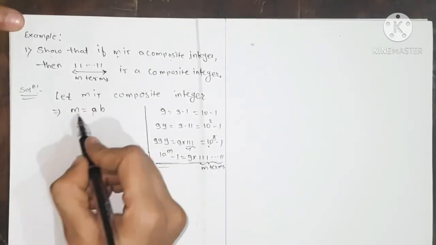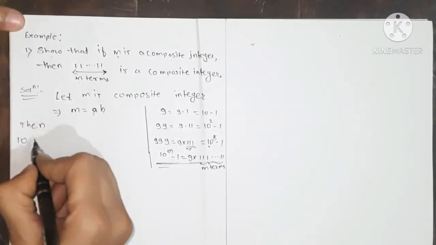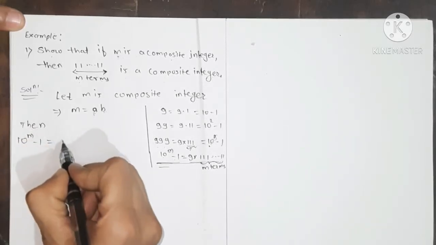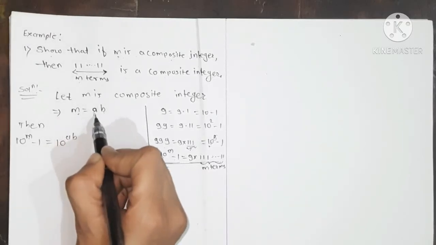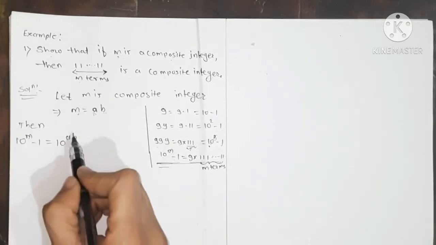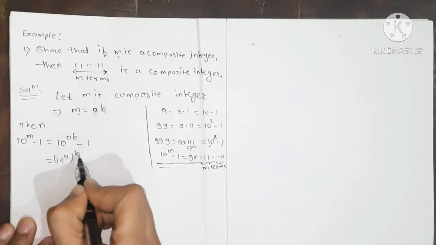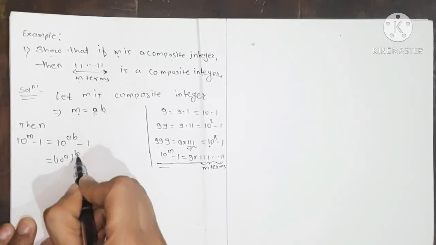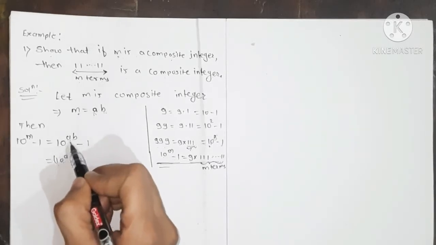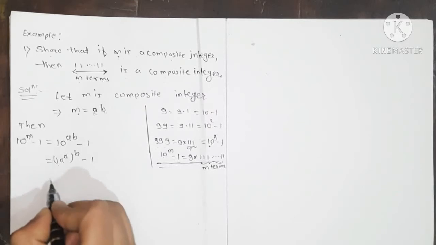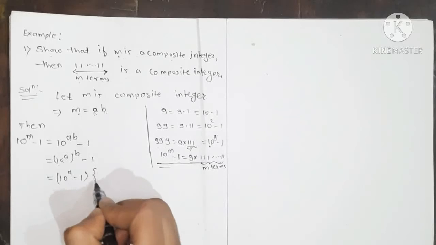Now we can write this m as a into b. So 10 to the power m minus 1 is equal to 10 to the power a into b minus 1, because m is composite and is written in the form a into b. That is 10 to the power a, and its power b. Whenever there is a power of a power, the exponents are multiplied. So this term is the same as 10 to the power ab minus 1, that is equal to 10 to the power a, all to the power b, minus 1, in bracket.